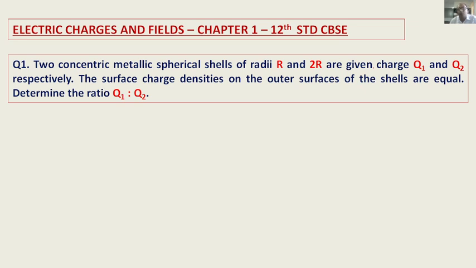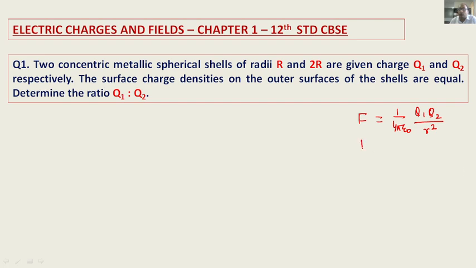We also know about Coulomb's law. As per Coulomb's law, the force of attraction or repulsion between two charges Q1 and Q2 can be found as 1 by 4 pi epsilon 0 times the product of the charges Q1 and Q2 divided by the square of the distance between them. That is called the inverse square law. So in this way we can find the force between two charges. This force can be attractive or repulsive.